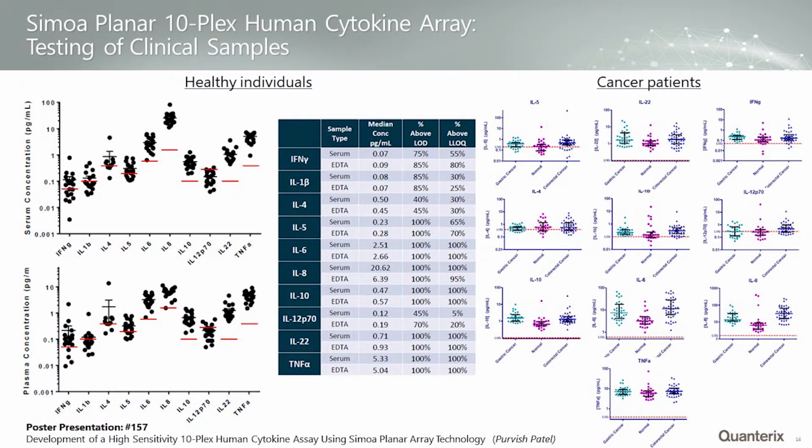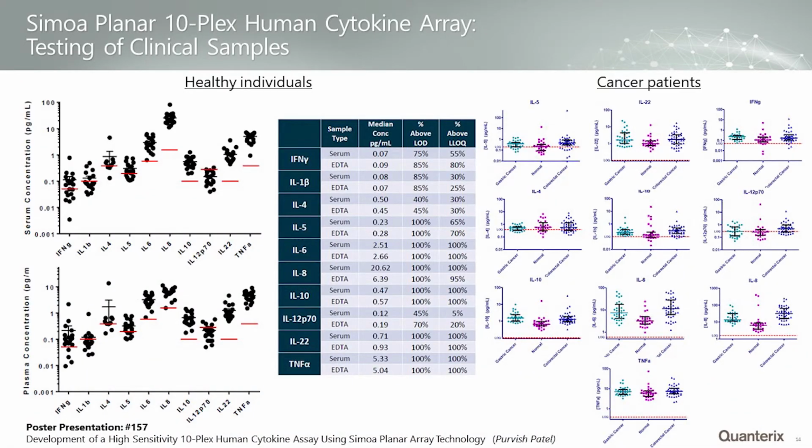We've just started to do analytical validation, and our customers will be the ones looking more at the clinical side of things. But we're able to look at healthy individuals' serum and plasma, and measure all 10 different cytokines simultaneously. The red lines are the LOQs, so for the majority of healthy individuals, and for most of the cytokines, we can measure these with good precision.